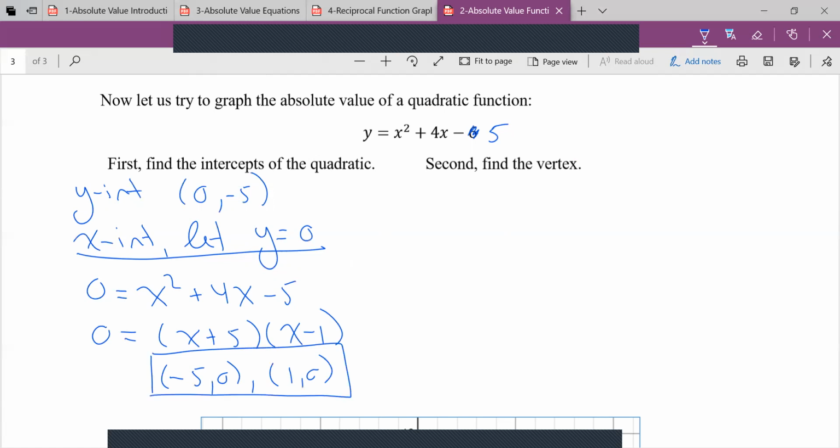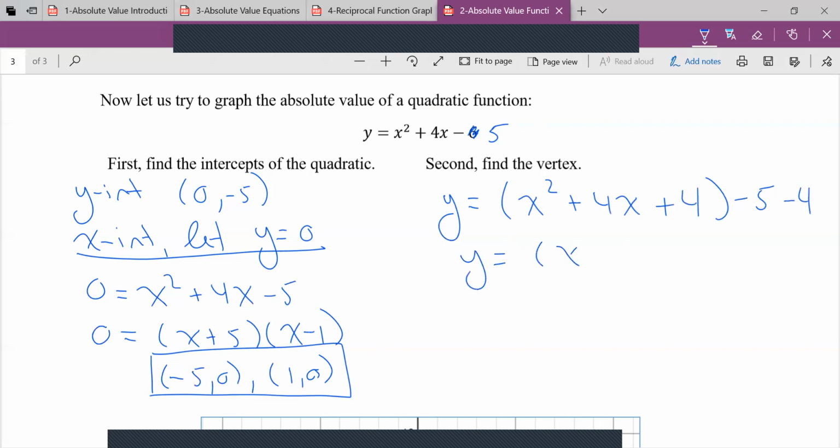Perfect. Okay. Now the other thing I want to find is my vertex, because this is a quadratic. So let's find that vertex. To find that vertex, what we're going to do, remember, is we're going to complete the square. And so we take our middle term, divide it by 2, and square it, balance it by subtracting 4. And so we put this thing in vertex form, which is x plus 2 squared minus 9. So our vertex is at -2, -9. Okay, let's go graph this thing.